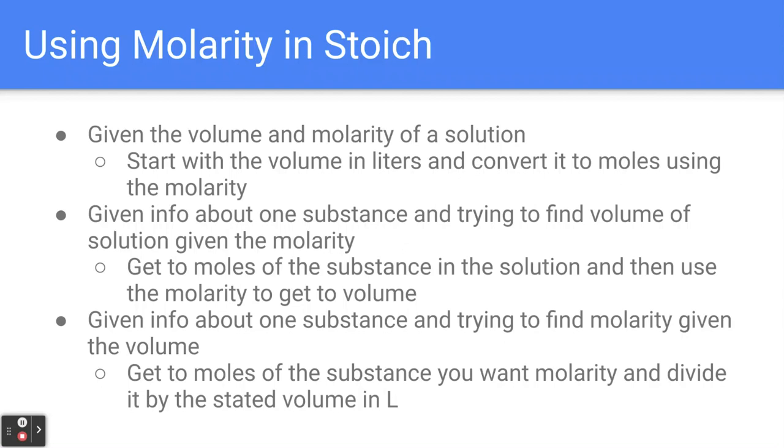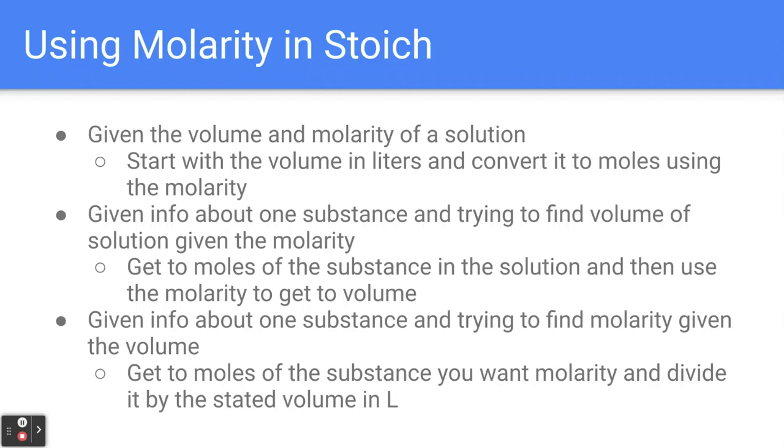Let's say you're given info about one substance and trying to find the volume of a solution, given the molarity of that substance. So we are told maybe grams of a substance, and now we're trying to find the volume of a solution. What we would do is get to moles of a substance using that info. So let's say we were given grams, we're going to try to get to moles of that substance. Then we'll get to moles of the substance that's in solution.